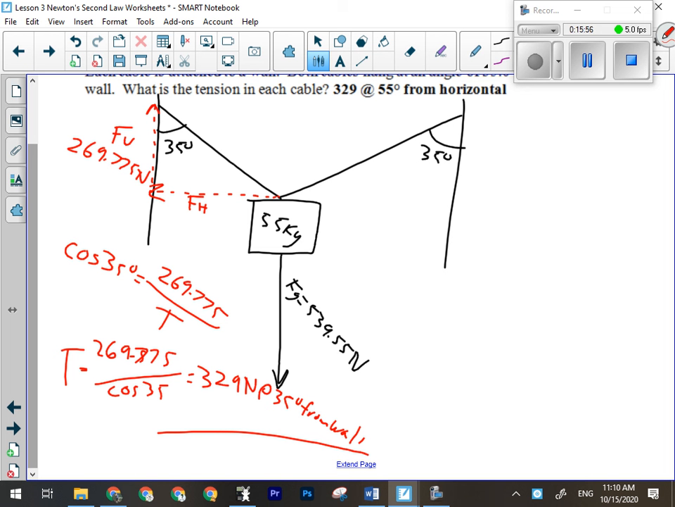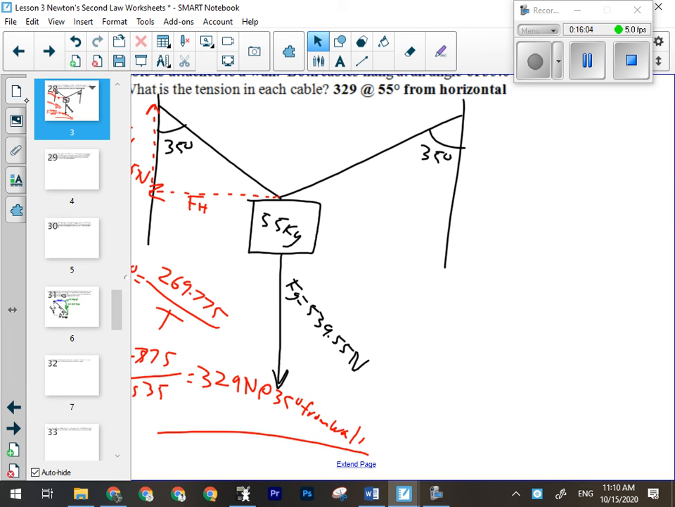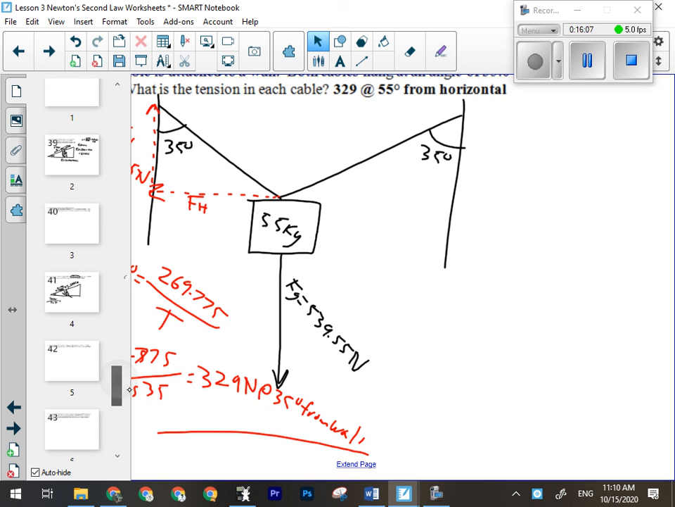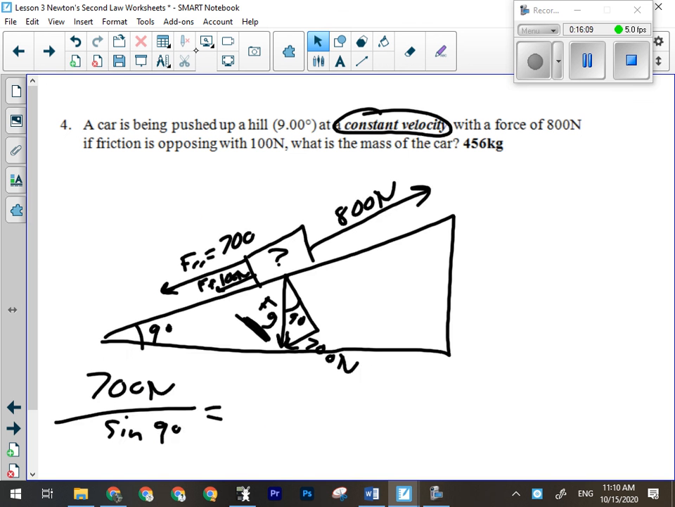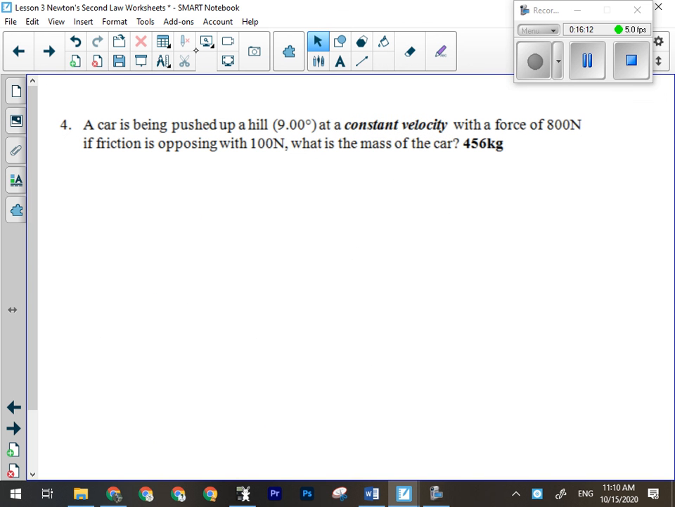Okay, any other ones? The inclined plane number 4. What are the key words in inclined plane question number 4? Constant velocity. Anytime I see those words, I know F net is 0. So that's one of the things I want to write down: F net equals 0 newtons.